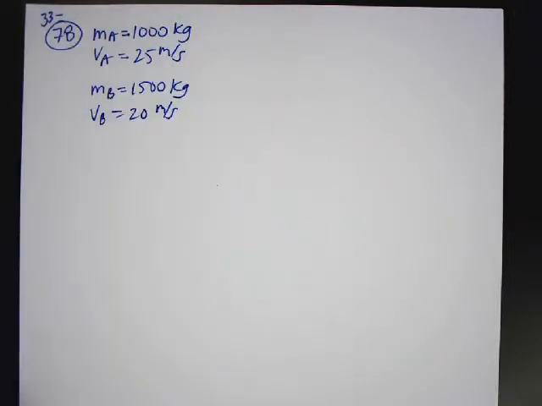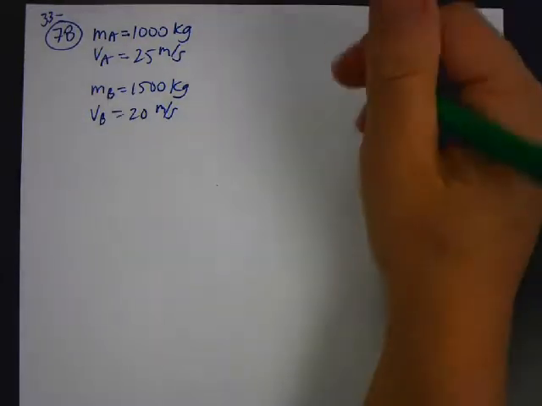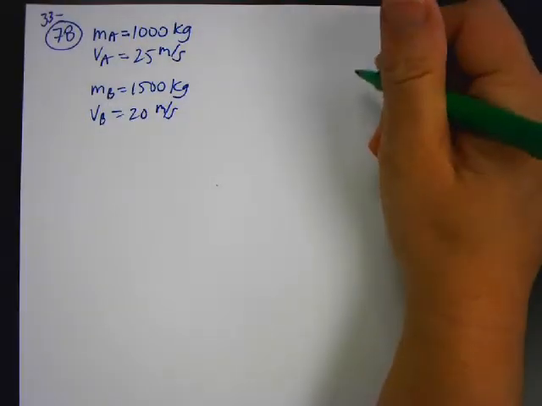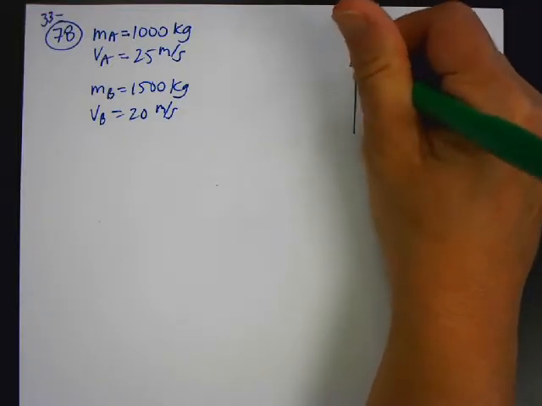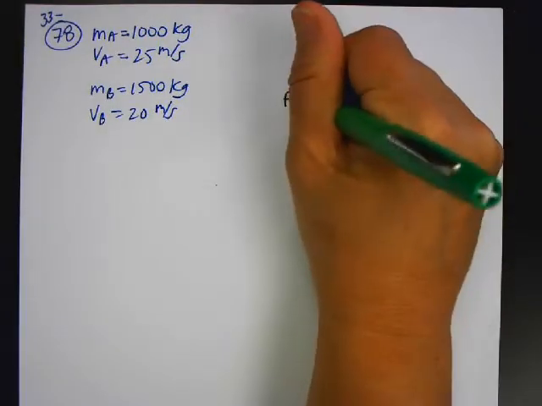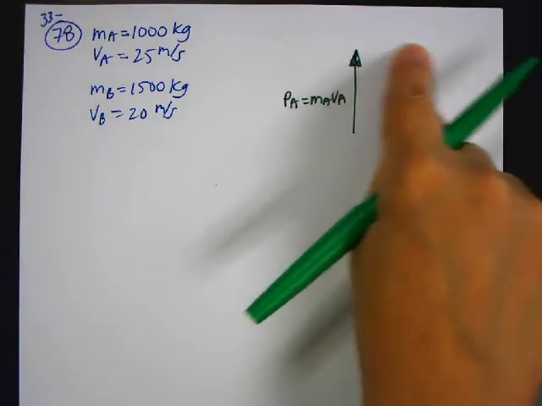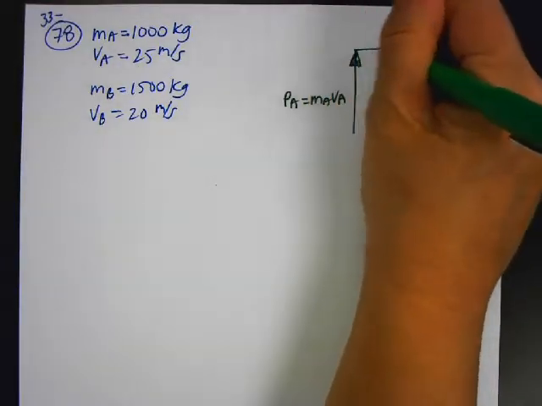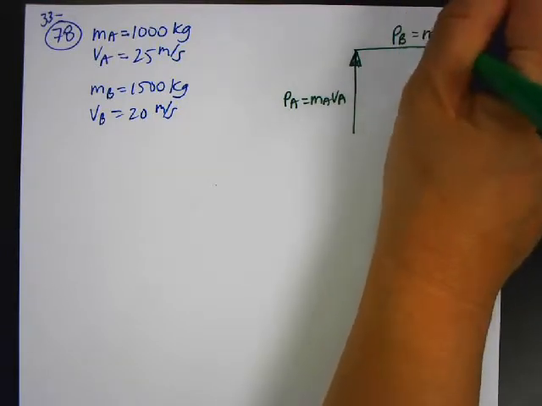So first of all, the main thing here is momentum is a vector quantity. It has both magnitude and direction. So I'm going to draw a picture representing these vectors. Momentum of A is going in the positive y direction, which is up. So this vector represents PA, which I know is MAVA. Now the other one is going in the positive x direction. So I'm drawing my vectors head to tail. So this is going to represent PB, which is MBVB.